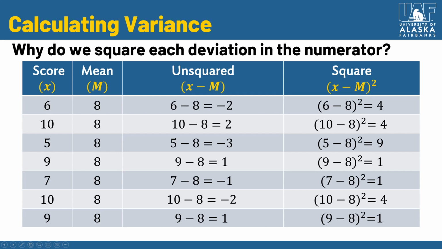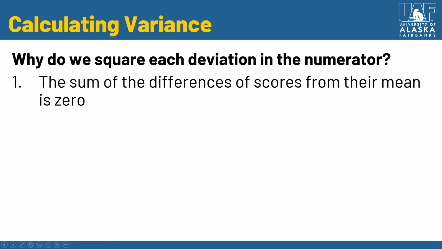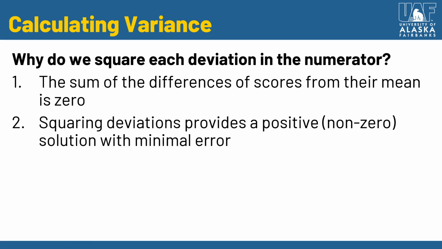And so we already went over this, but once again, to demonstrate why we square the deviations instead of just using unsquared values: if we do, then we'll just end up with a value of 0. And so that's why we square things, because the sum of the differences of scores from their mean is 0. By squaring deviations, we get a positive non-zero solution with minimal error.